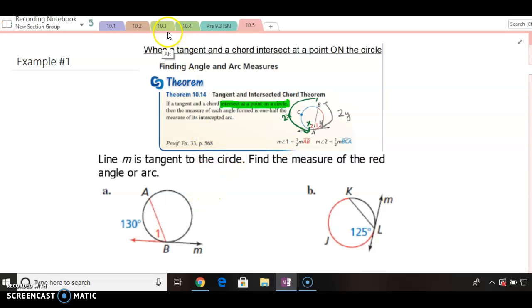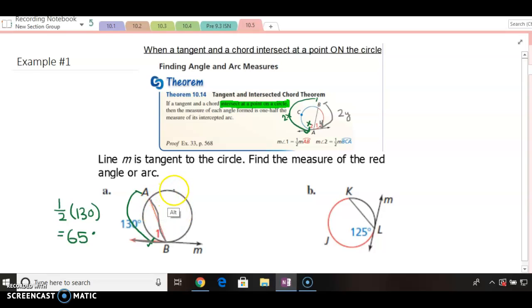So let's look at an example here. Down here it says line M is tangent to the circle. Find the measure of the red arc or angle. In part A, we're looking for the measure of angle 1. If this intercepted arc here that's given is 130 degrees, angle 1 has to be half that. So it'd be 1/2 of 130, which is, I believe, 65 degrees. So angle 1 has to be 65 degrees.